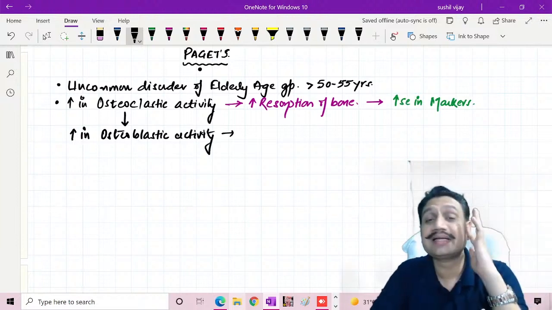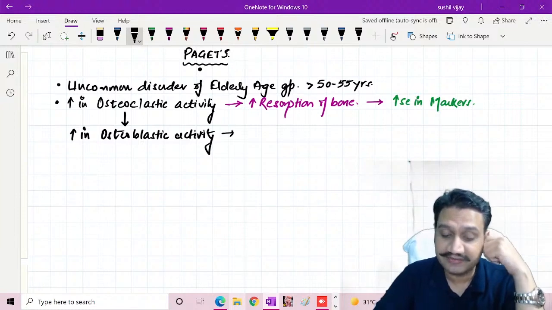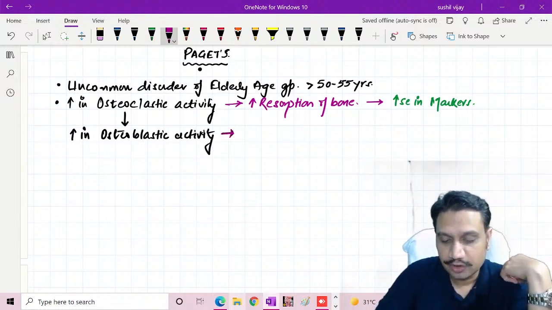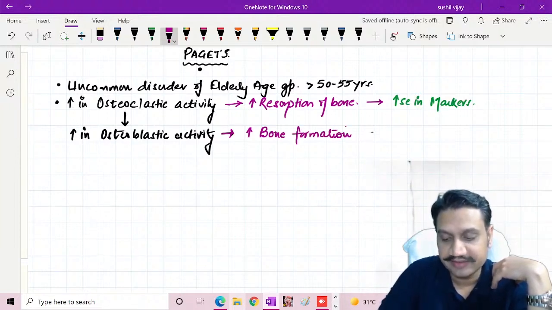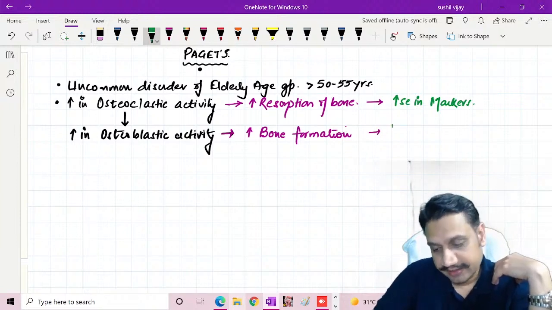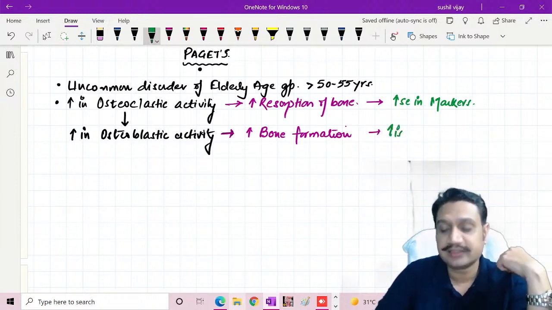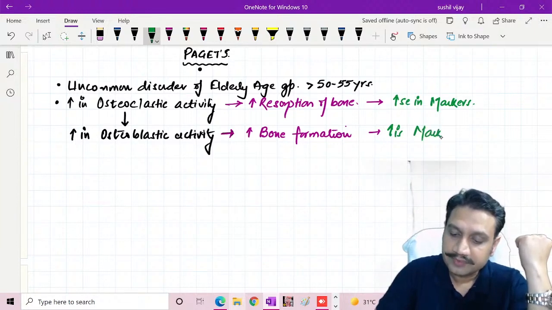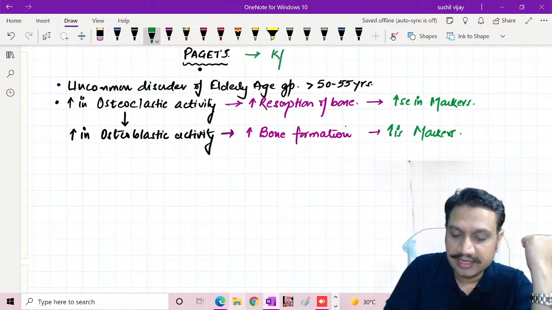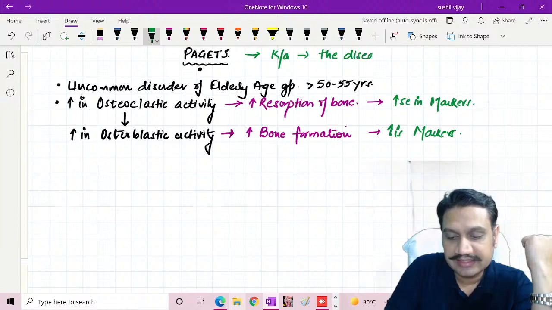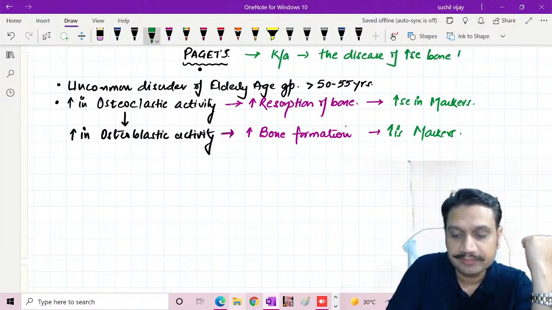So if there is an increase in clastic activity, it promotes the blastic activity, and when the blastic activity is promoted, obviously what will happen is increase in bone formation. So if there is an increase in bone formation, which marker do you think will be elevated? The markers of bone formation will be elevated. And that is the reason why Paget's is known as the disease of increased bone turnover.